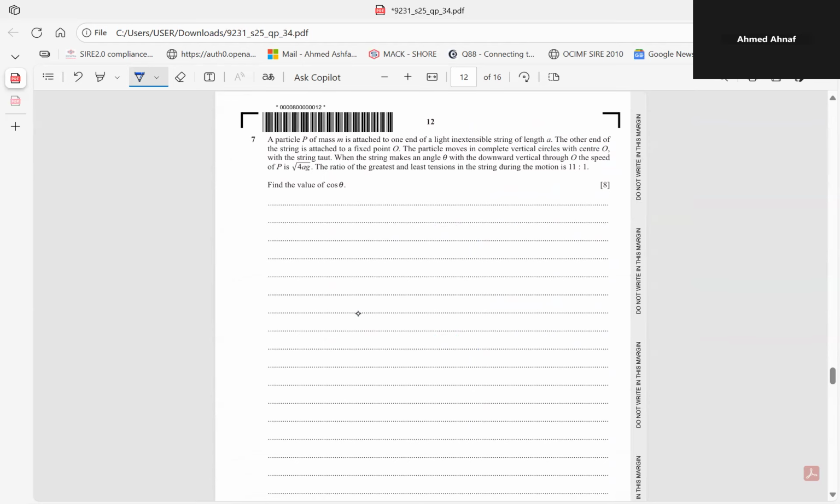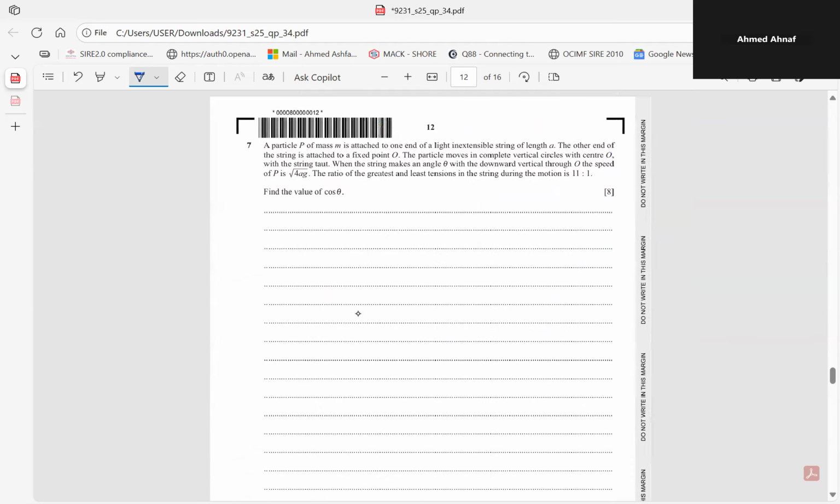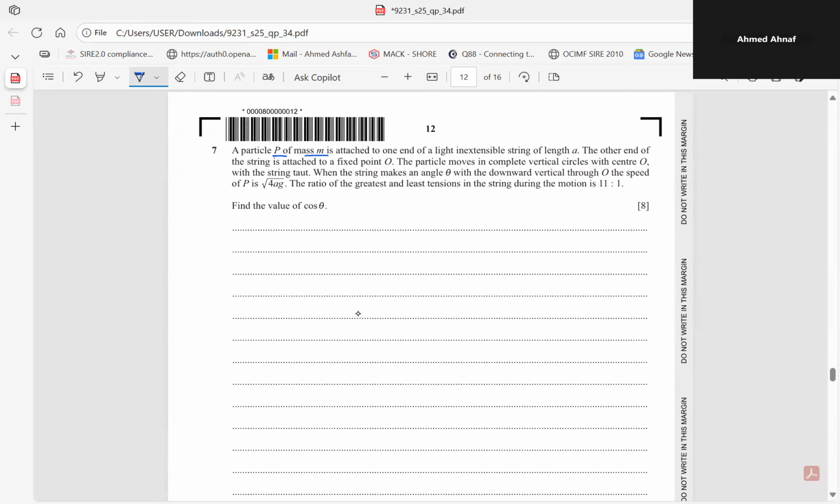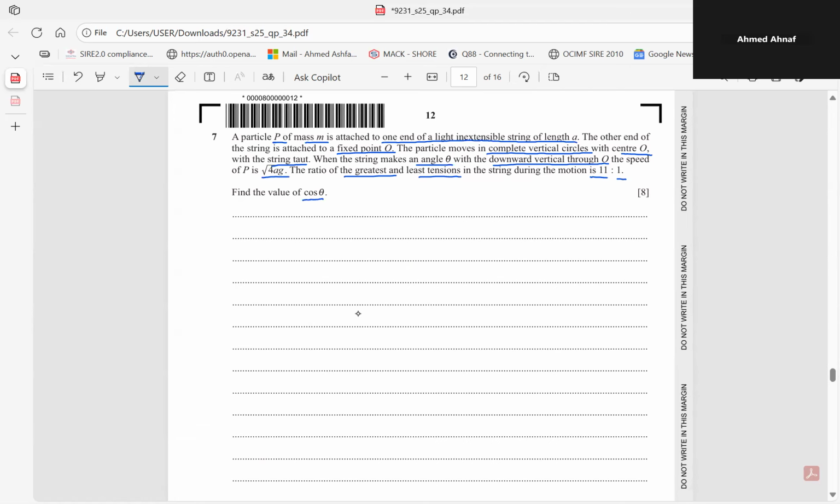Okay, so now we're told that a particle P of mass m is attached to one end of a light inextensible string of length a, the other end is attached to a fixed point O. The particle moves in complete vertical circles with center O with the string taut. When the string makes an angle theta with the downward vertical through O, the speed of P is 4ag. The ratio of the greatest and least tensions within the string during the motion is 11:1. So using all this, you have to find the value of cosine theta.